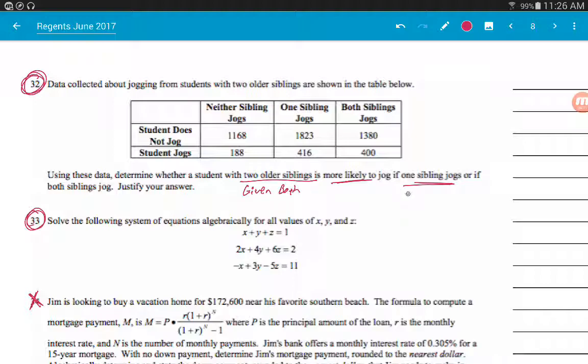Given both, given one. So when we say given both, what we're saying is ignore all the other data, because we're only talking about this column here. So that should tell you what your total is. Your total will be 1780. Okay? That's the idea. So it should be a probability out of 1780. So for the given both, student jogs is 400 out of 1780.